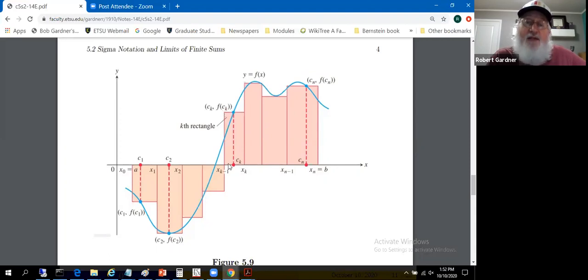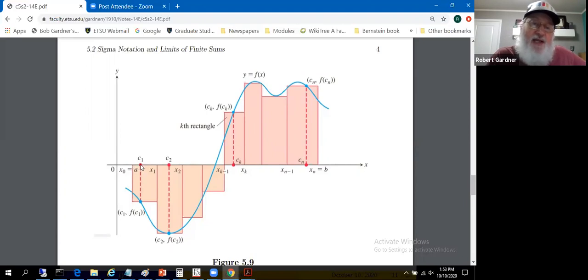The function value is positive. The delta x sub k's were always positive. They were lengths of intervals. But the function values aren't always positive. They are over here on the right. So when I take width times function value, I get a positive thing out. It's the area of this rectangle. Positive area, positive area.